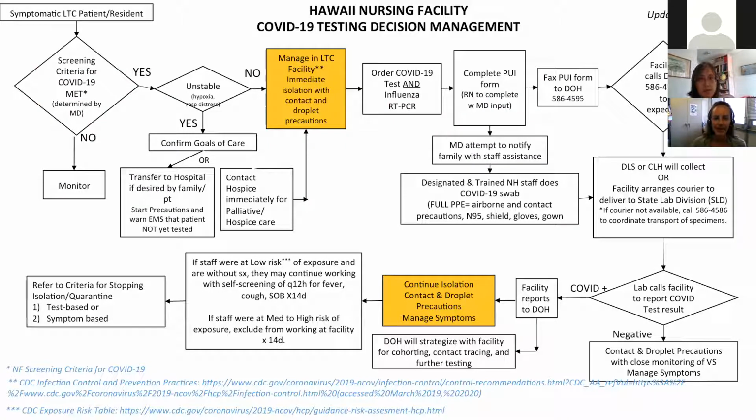The highlighted squares in yellow are part of this flowchart that we went over in a previous session, but these are the parts of the flowchart that we're going to talk about today, what you do with folks that need to be placed into isolation or quarantine. Next slide, please.